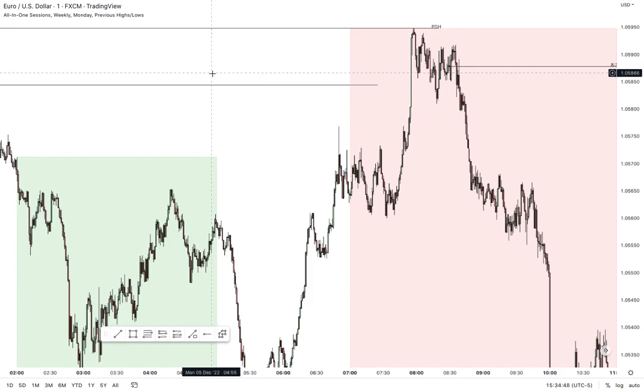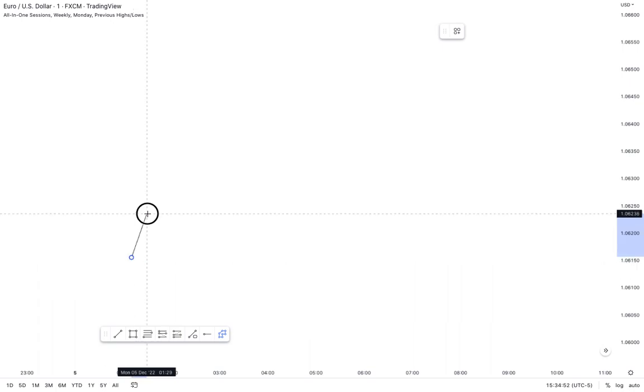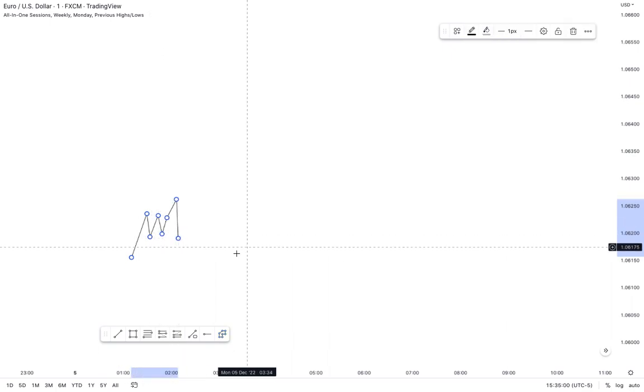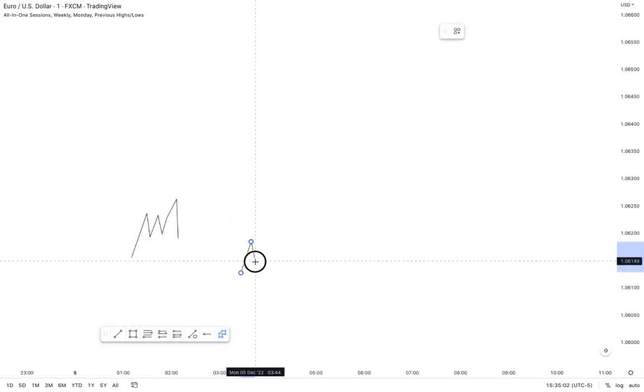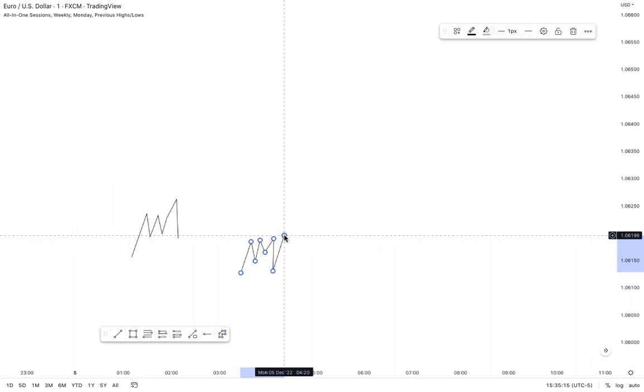This was after the daily swept. Okay, let me show you something. Let's say you swept the Asian session high, your target is going to be the Asian session low. If you swept the London session low, your target would be the London session high. There are three sessions, right? Asian session, London session, and the New York session.